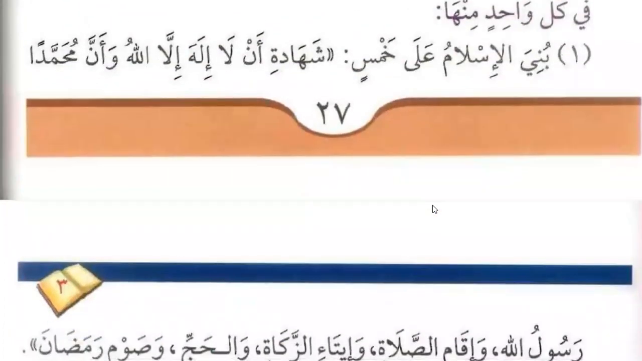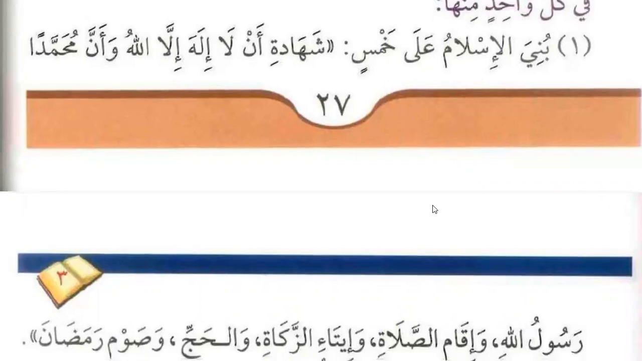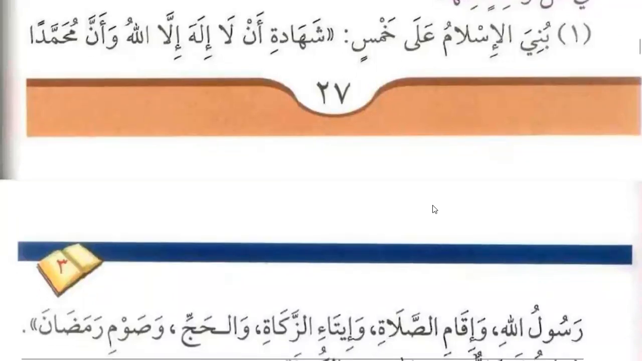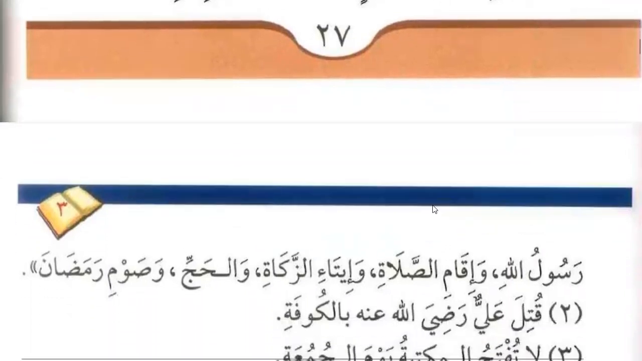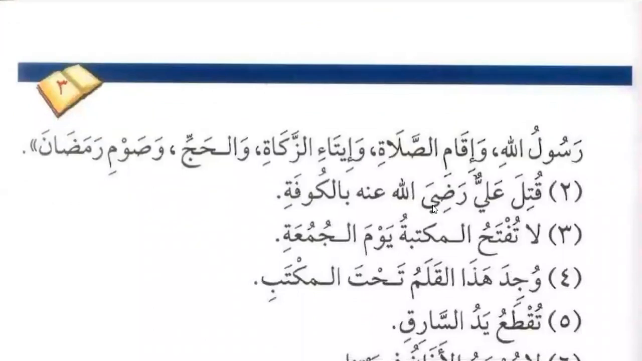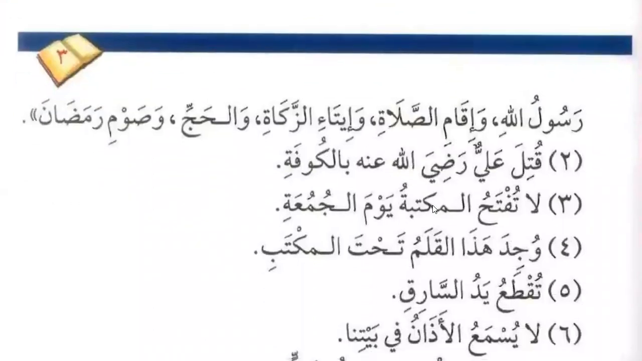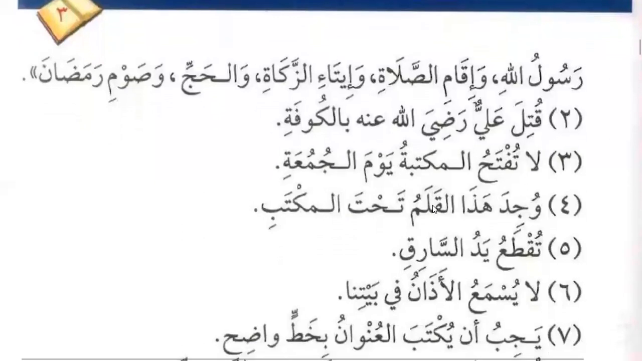Buniya al-Islamu. Islam was built. Ala khamsin, five. Islam was built on five pillars. Islam is built on five pillars: the Shahada, la ilaha illallah; wa qimus salat, and prayer; wa atus zakat, and giving charity; wa hajjul bayt, and going to Hajj; wa sawmu Ramadan, and fasting the month of Ramadan.